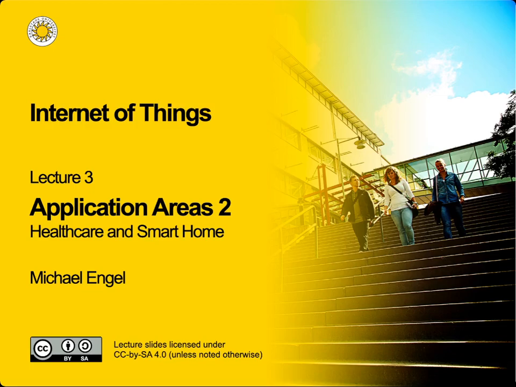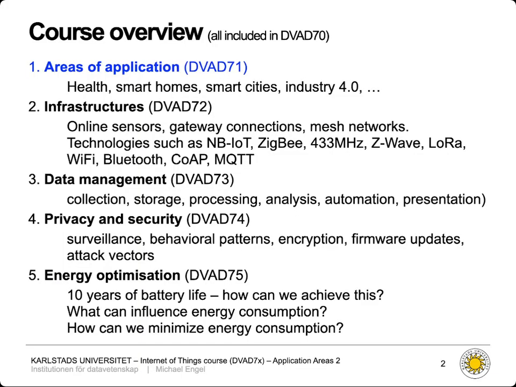Today we continue our investigation of IoT application areas, and we will first look into healthcare. So how can IoT applications help with healthcare, and give some examples. And then we'll take a look at something you might have already seen or might be using already, smart home applications for the IoT. So we're still in part one of the course, application areas, and this is the second lecture in this part.